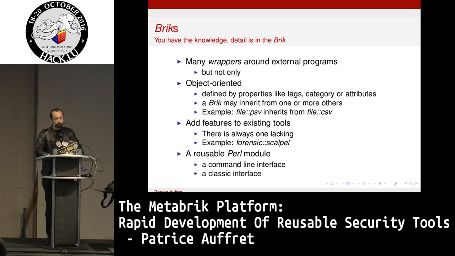What is a Brik? So I said it. It's wrappers around external programs, but not only. A Brik is an object and is defined by a set of properties like tags, category, or attributes. And because it's object-oriented, a Brik may inherit some properties from another one. So it's easy to write a new Brik which looks like an existing one. For instance, the file PSV Brik is able to handle pipe separated values, and it just inherits from the file CSV Brik. You just change the separator. Instead of a comma, it's a pipe.